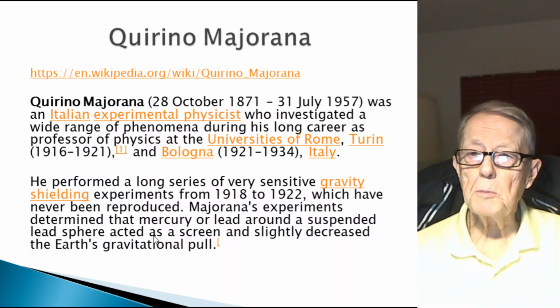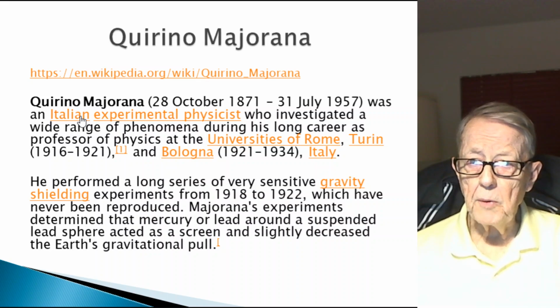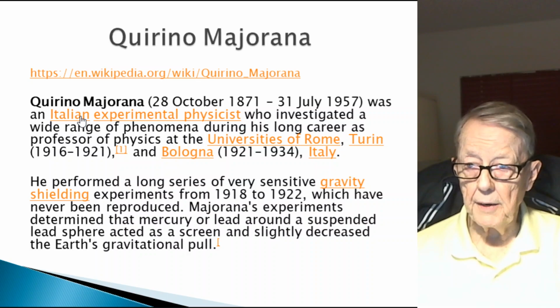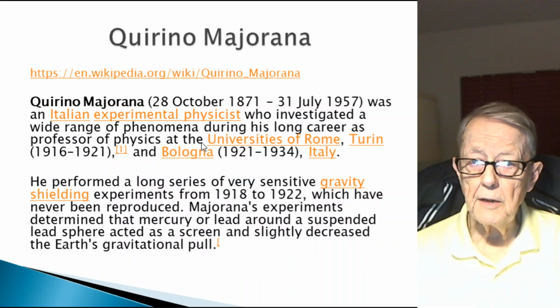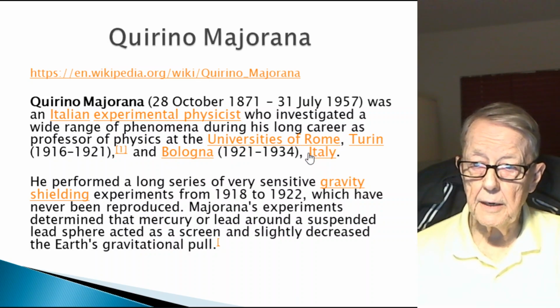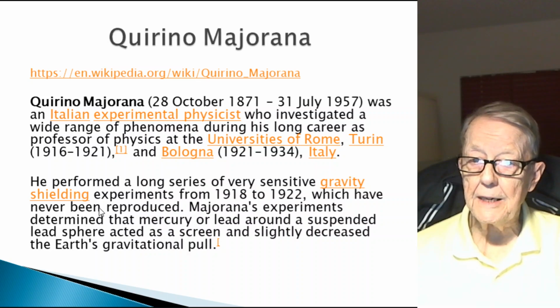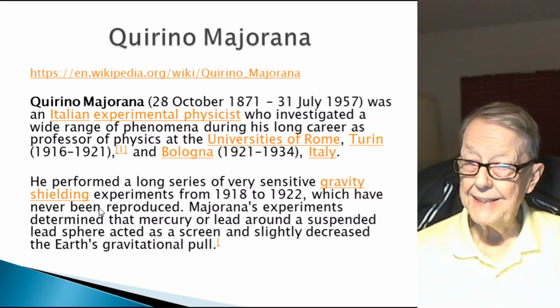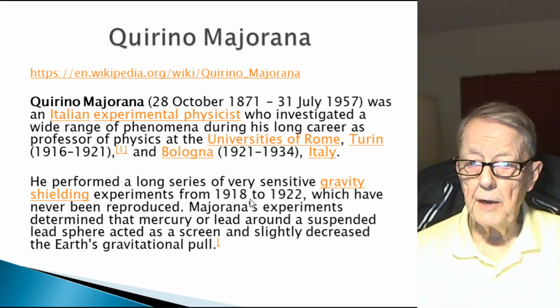Well, this particular experiment goes back to an experiment that I have known about for quite a while. There is a gentleman, an Italian, Quirino Majorana, if you want to pronounce it correctly. He was an Italian experimental physicist, and he looked into a range of things. He was a professor of physics at the University of Rome, in Turin, and in Bologna, in Italy. In particular, he performed a long series of very sensitive gravity shielding experiments. Notice the shielding, which is what I did for the previous experiment. And he did those around the 1920s.